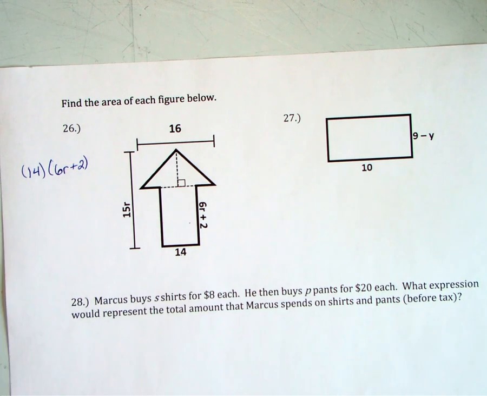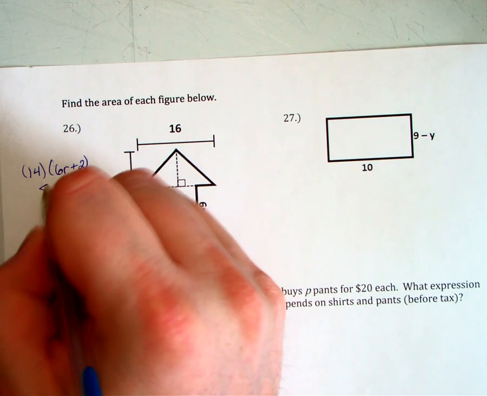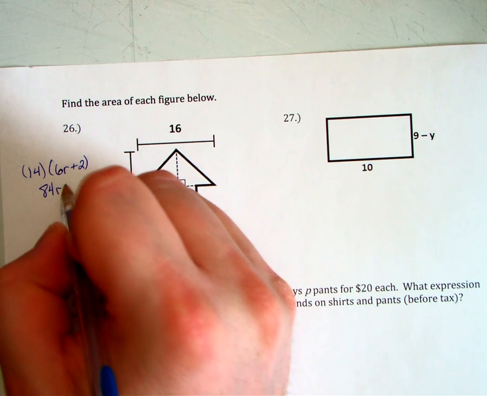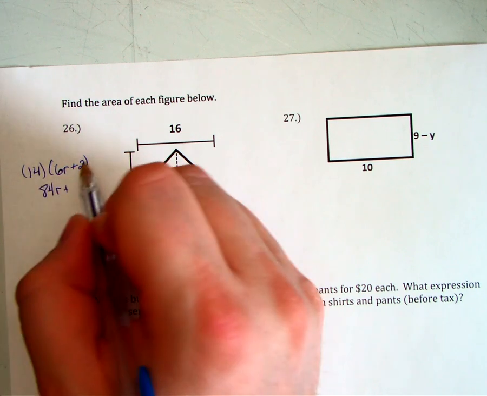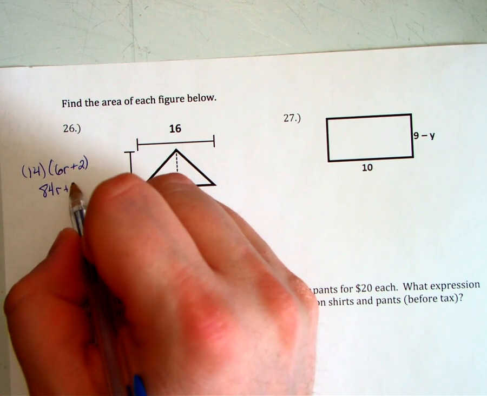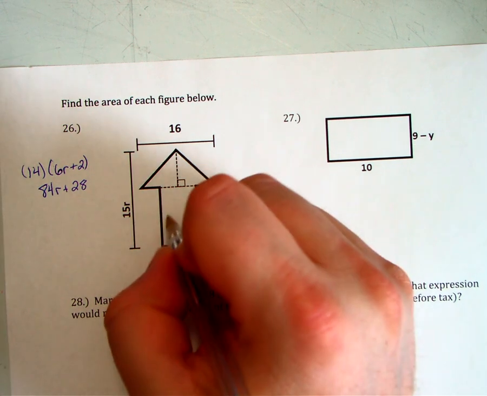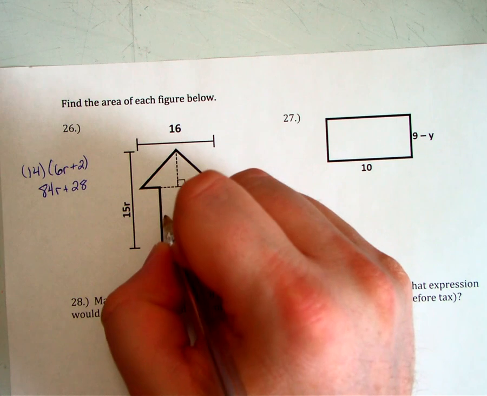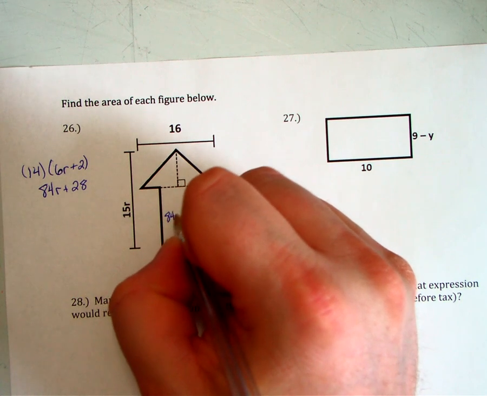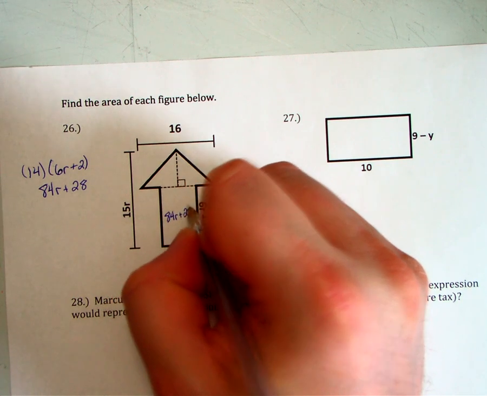And so we have our 14 times 6, which is 84r, plus 14 times 2, which is 28. And there are no like terms, so all we can really do is multiply those together and realize that this inner rectangle has an area of 84r plus 28.